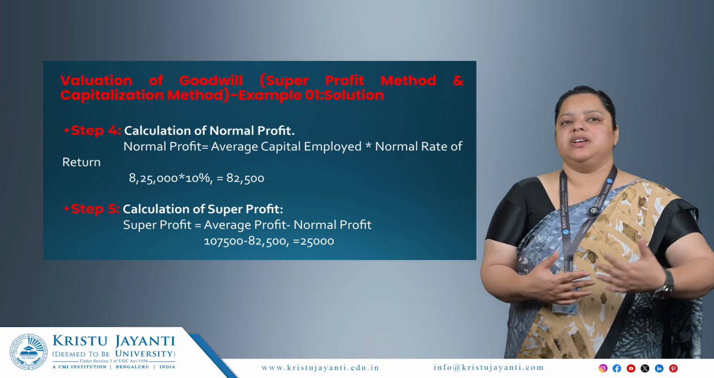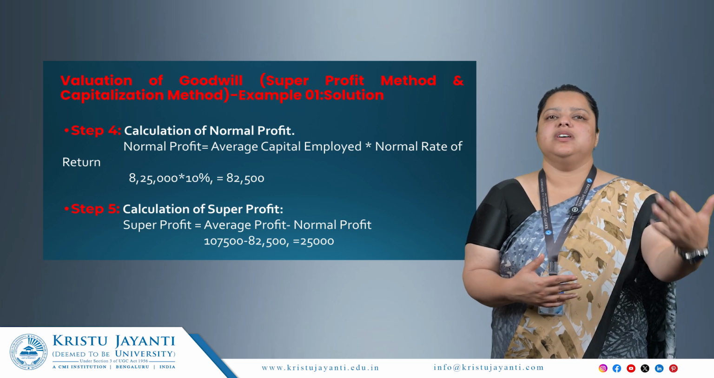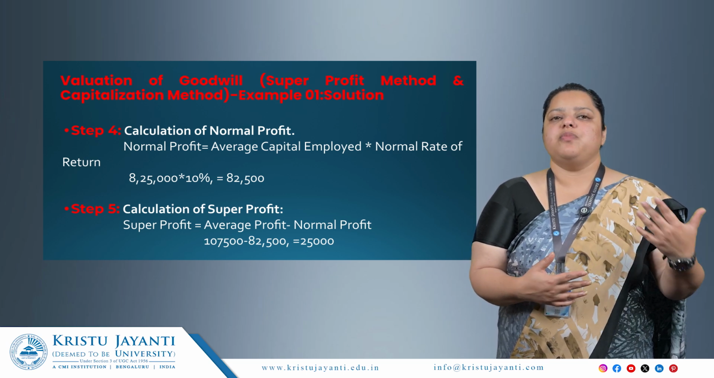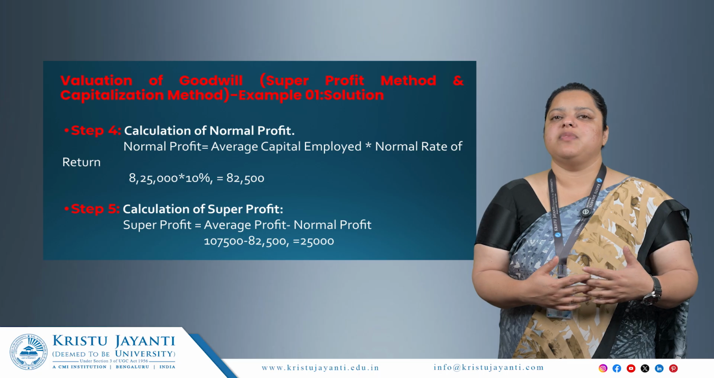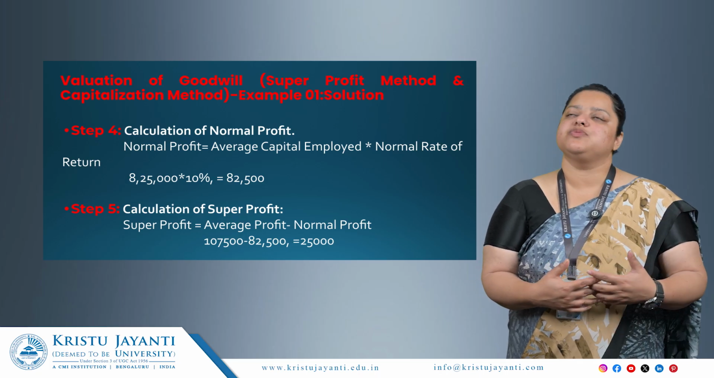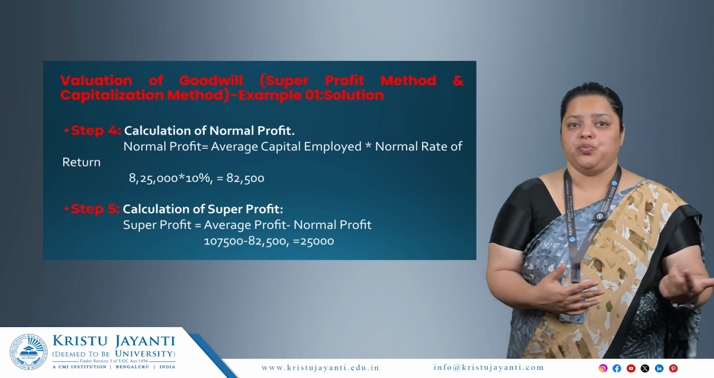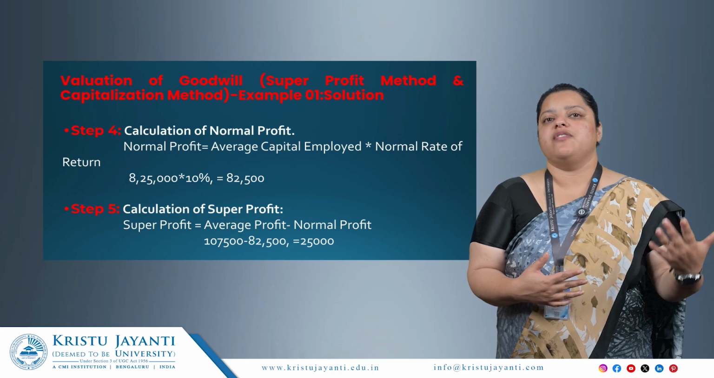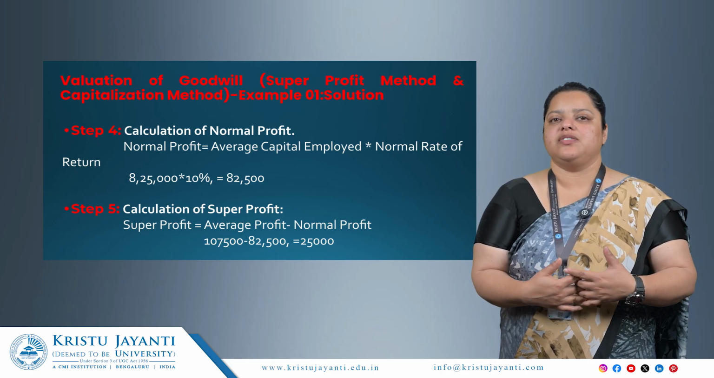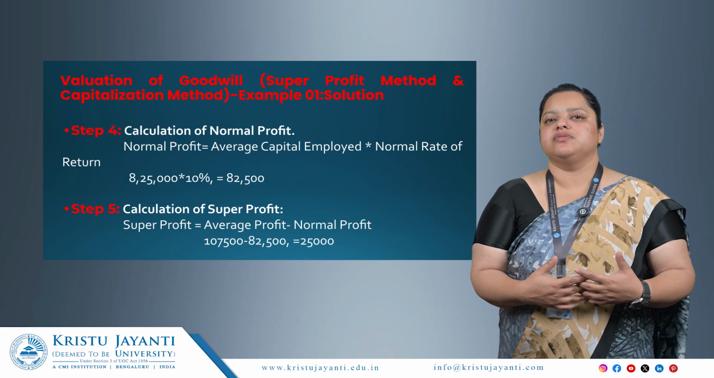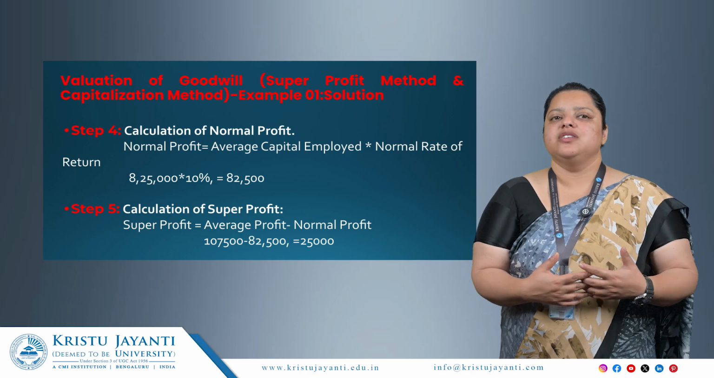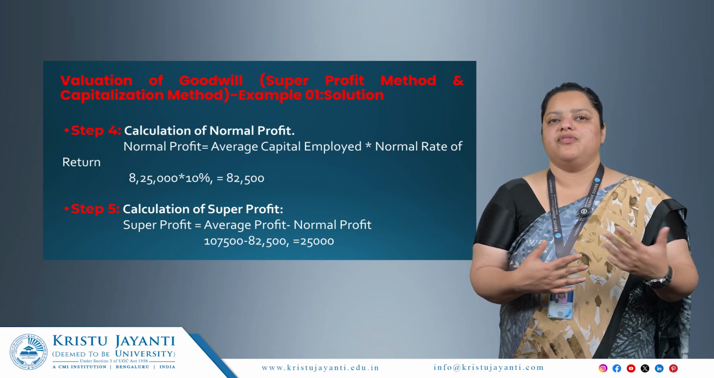After calculating the normal profit, we need to proceed with the super profit. The super profit formula is average profit minus normal profit. The average profit we calculated in step 2. As per step 2, average profit is 1,07,500 minus 82,500, my normal profit. So super profit is coming 25,000.